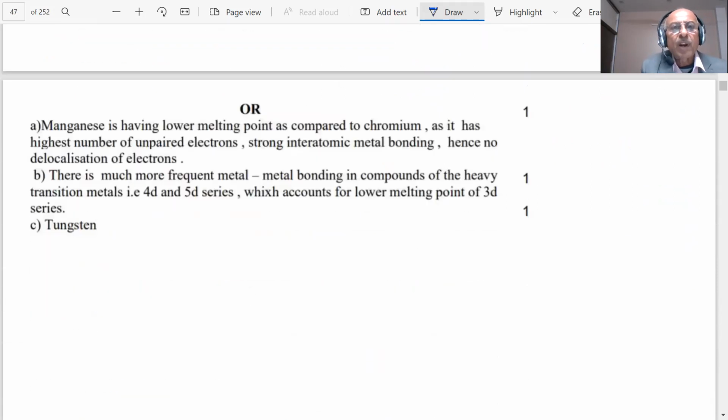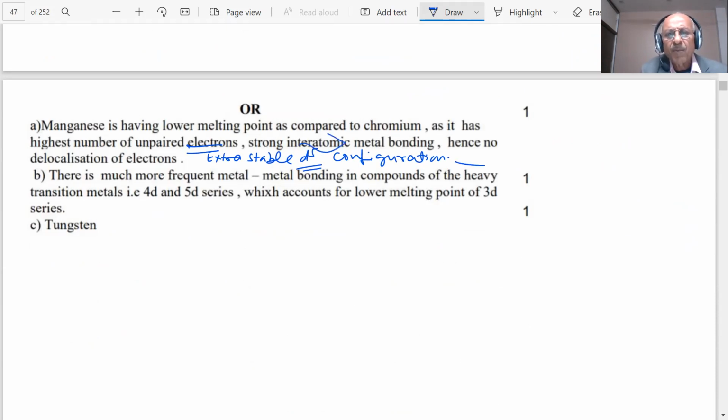Manganese has lower melting point as it has the highest number of unpaired electrons. Not only that, we should say that it has extra stable d5 configuration, which we have indicated. So there is no strong interatomic metallic bonding. We are saying the metallic bonding becomes weaker.